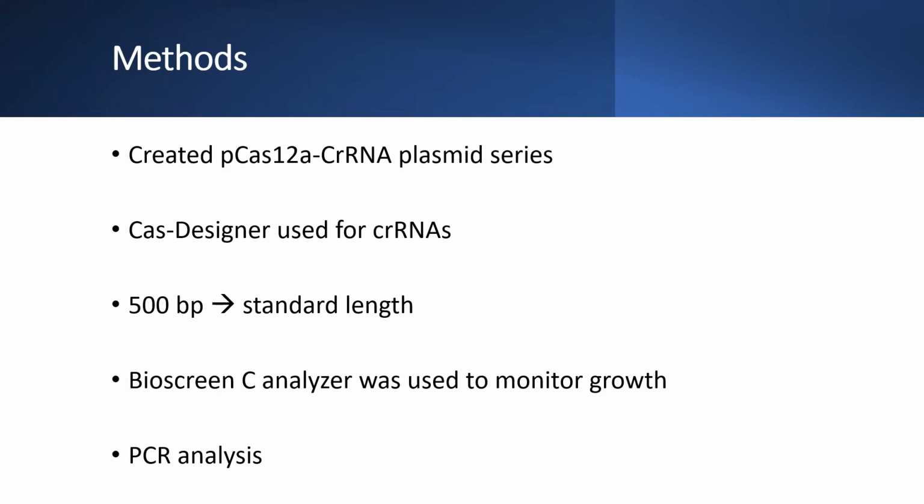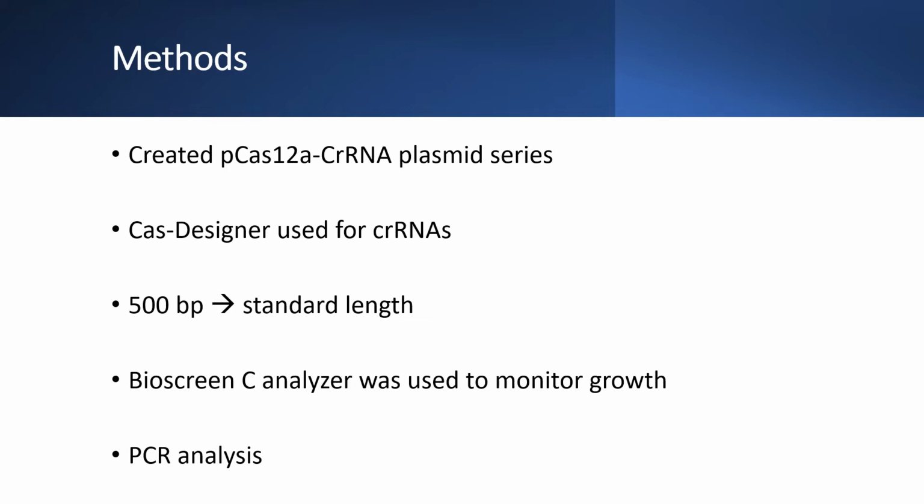And then they used 500 base pairs as the standard length for the homology arms, and the plasmids pCas12a lambda red and pcrRNAY were cured after they were edited, and then they were confirmed using colony PCR.